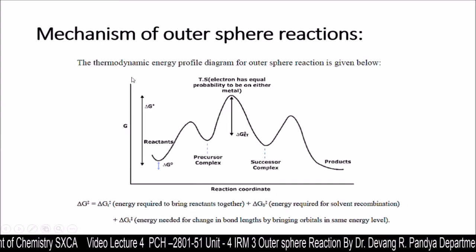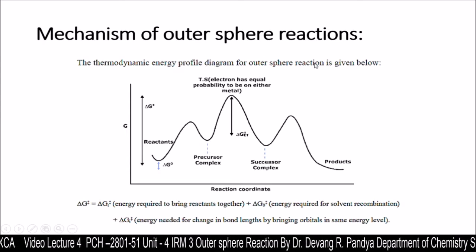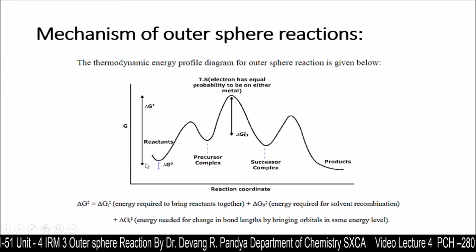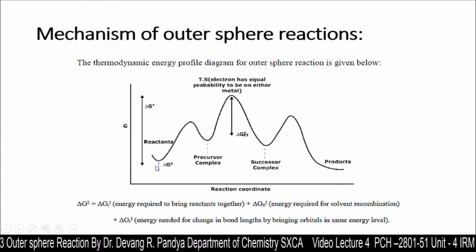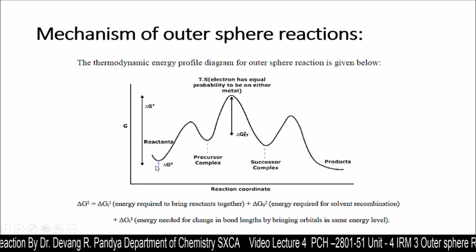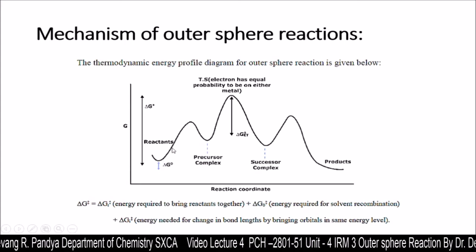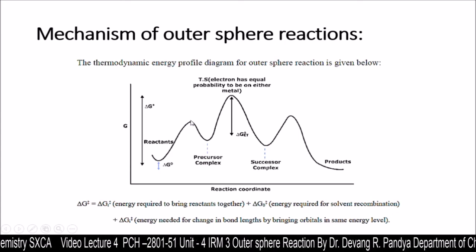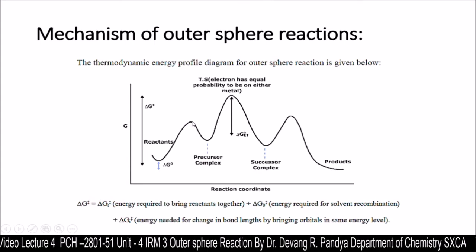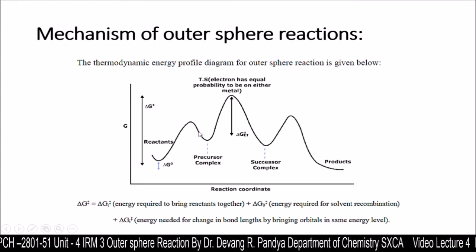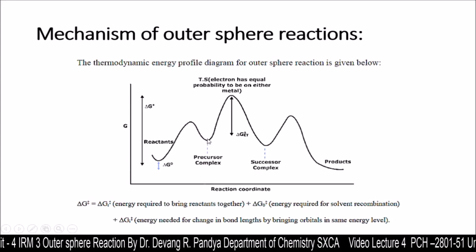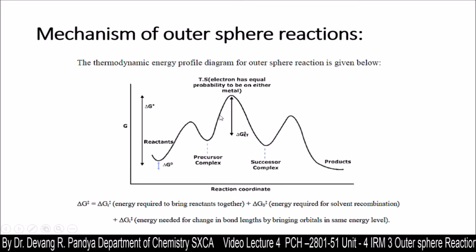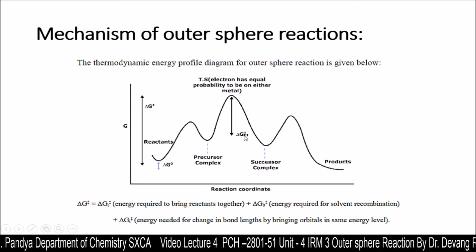Here you can see the thermodynamic energy profile diagram for the outer sphere reaction mechanism. Here, from the lower free energy, delta G zero, the reactants are there. Then when these two complexes interact with each other, it is going to increase the free energy, and then when the precursor complex forms, the energy drops a little bit. Now here the electron transfer takes place, and when it takes place, the energy increases further, and it increases for the electron transfer.